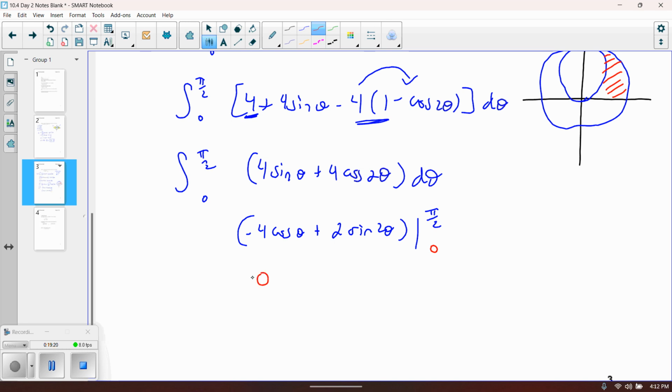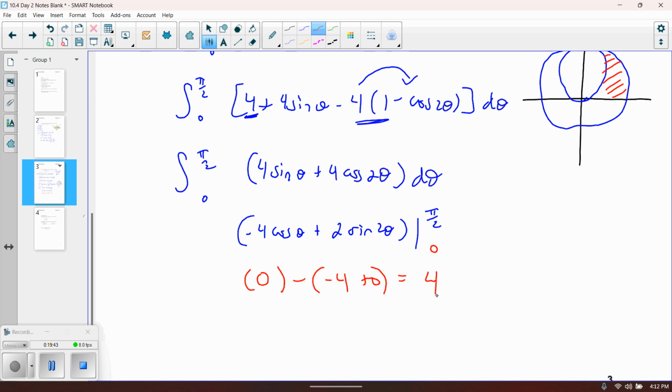So that's 0 for the first one, minus. Now if we plug in 0 for cosine, cosine of 0 is 1. So that's going to give me -4, and then sine of 0 is nothing. So that does give us an area of the top two pieces. Now it's the top right half and its symmetric side of 4.